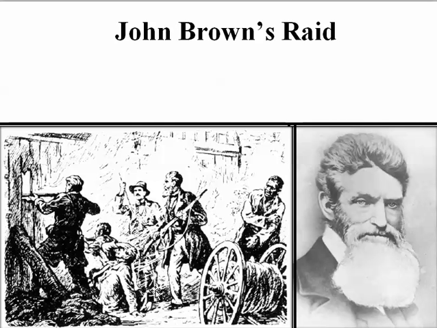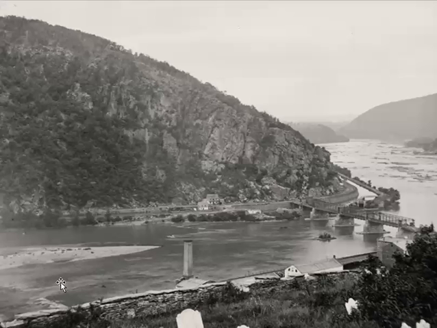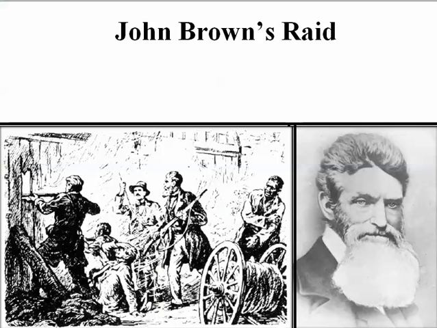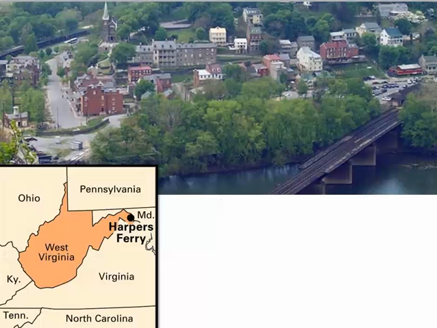He incites a slave rebellion in Harpers Ferry, Virginia. Here's a picture of Harpers Ferry, Virginia on the Shenandoah River. Notice the bridge here going over into the city. Here's a contemporary picture of Harpers Ferry, Virginia today. It's actually Harpers Ferry, West Virginia today. West Virginia did not exist when John Brown raided the arsenal there in Virginia. It was part of Virginia.